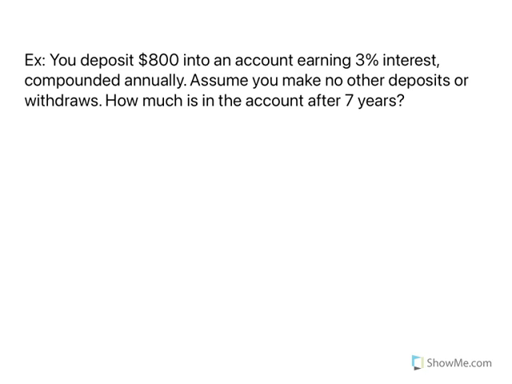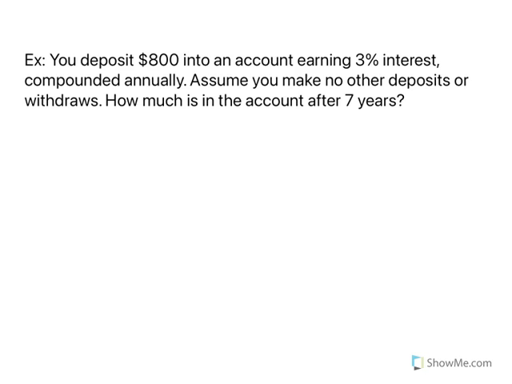Let's go ahead and use this. You deposit $800 into an account earning 3% interest compounded annually. Assume you make no other deposits or withdrawals because that's kind of important. Otherwise, the balance is going to change as we go. So how much is in the account after 7 years?